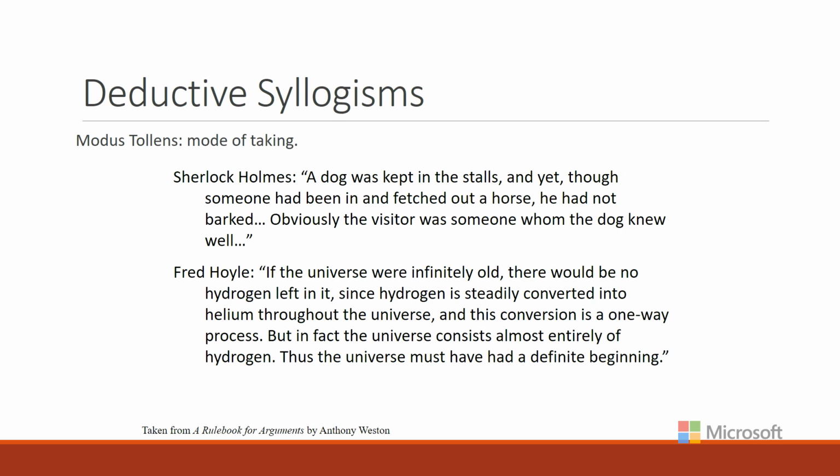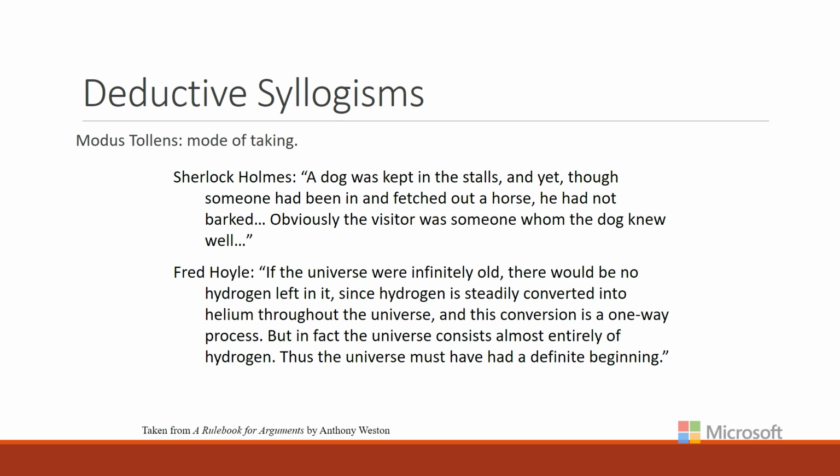Here's another example. If the universe were infinitely old, there would be no hydrogen left in it, since hydrogen is steadily converted into helium throughout the universe, and this conversion is a one-way process. But in fact, the universe consists almost entirely of hydrogen. It is not the case that, even though it looks like a positive statement, Hoyle is actually reversing the truth value of the consequent in the first premise. Thus, the universe must have had a definite beginning, according to Hoyle.